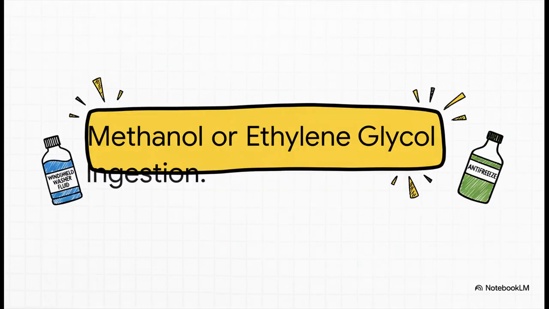And there you have it, methanol and ethylene glycol. Methanol is what you find in things like windshield washer fluid, and ethylene glycol is the main ingredient in antifreeze. They are both infamous for causing this exact clinical picture. But the real question is, why do they cause both of these gaps?